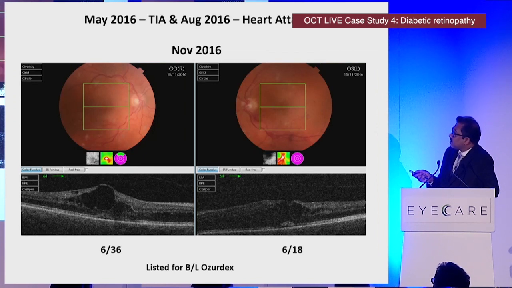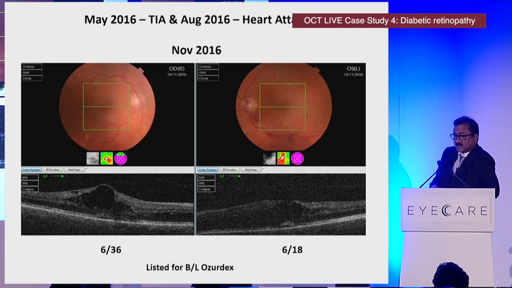We again saw him in November. Unfortunately, he missed a few appointments because of hospital admission. He had a TIA in May 2016 and then a heart attack in August. You could see the edema was coming back, a bit of subretinal fluid and cystic spaces in both eyes, in fact worse on the right side. Vision has dropped to 6/36 in the right and 6/18 in the left eye.